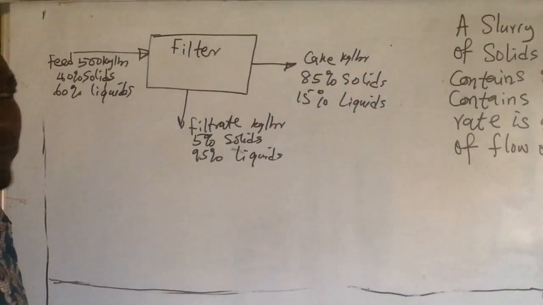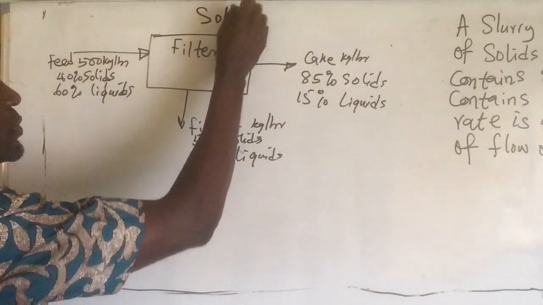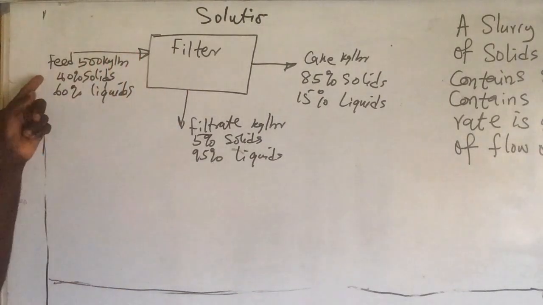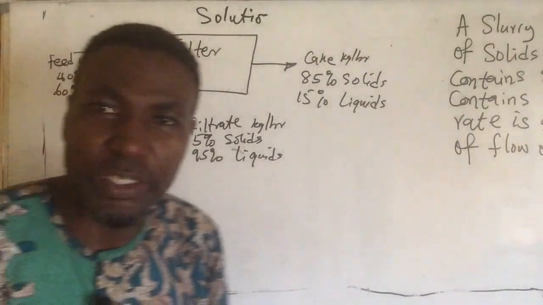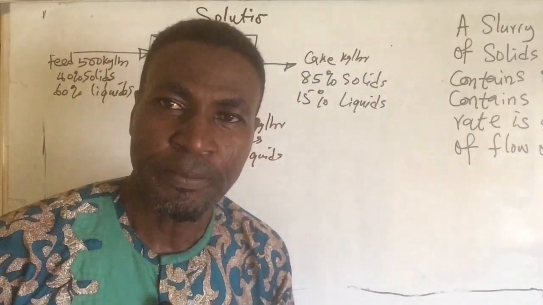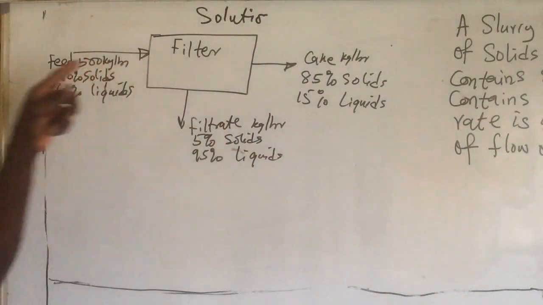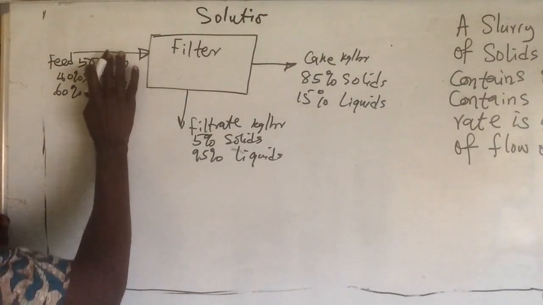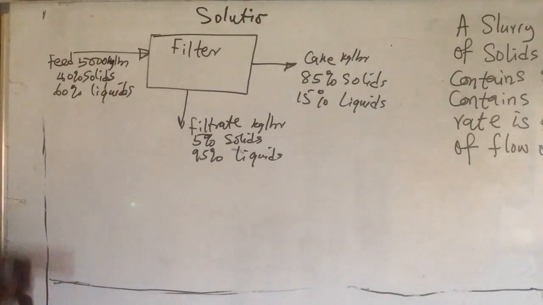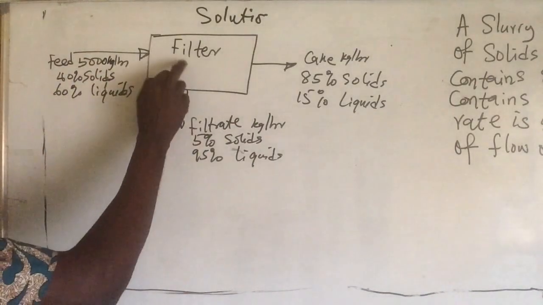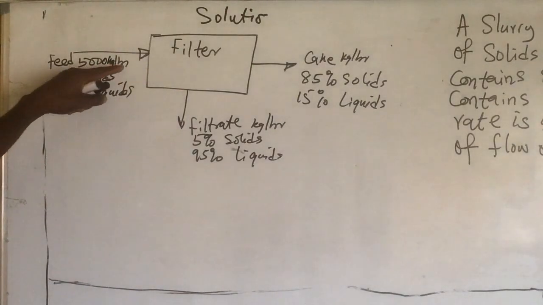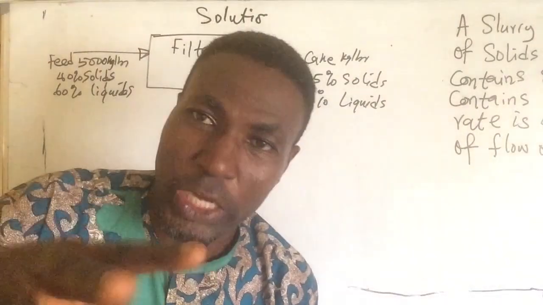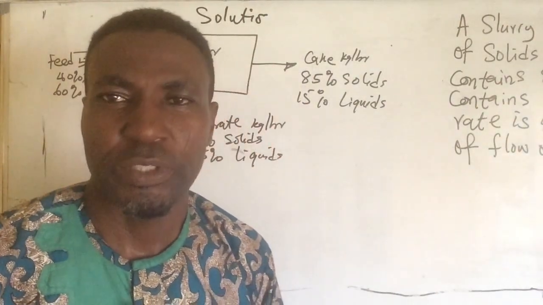Look at the diagram of the calculation. If you want to calculate the solution, you draw your diagram. This is the filter. When you pour onto the filter, this is the feed. This feed is the mixture you are pouring on the filter to filter it. The feed rate is 5,000, remember, 5,000. The rate at which you are pouring this in the filter is 5,000 kilogram per hour, which means every 1 hour, you pour 5,000 kilogram of the slurry on a filter in order to filter it.